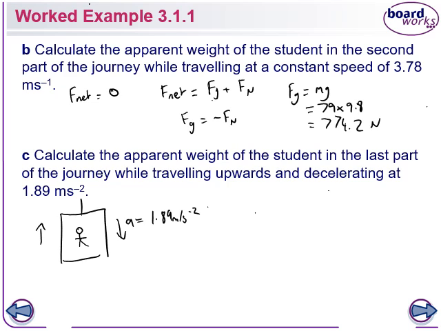So again, we do this similar to the way we did part A. Our F net equals ma, which is equal to 79 multiplied by 1.89. 149.3 as our F net. Okay, so we've got our F net, and we know that F net is equal to Fg plus normal force. We want our normal force.